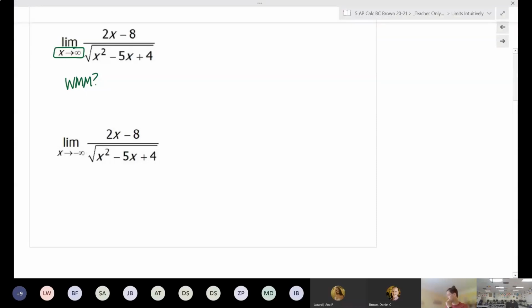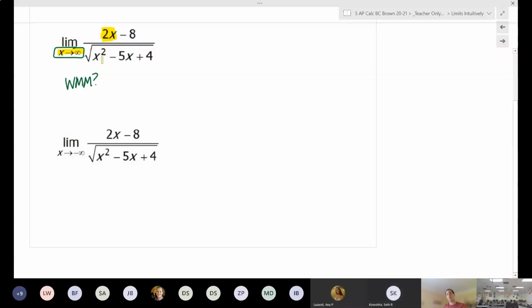For example, if we're going towards infinity in that numerator, what's really going to matter most in that numerator? What will be more important at infinity, a 2x or taking away 8? The 2x by far, that is much larger at infinity. And in the denominator, what's going to matter most? Square root of x squared.